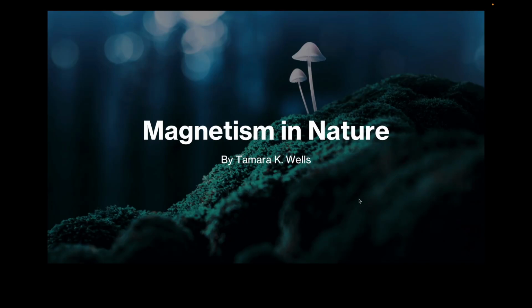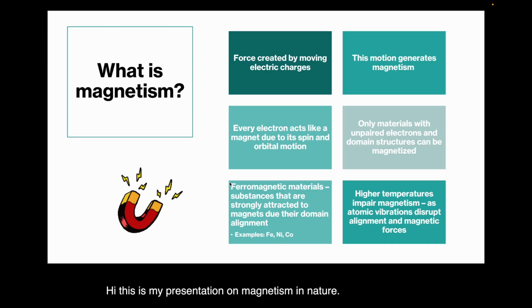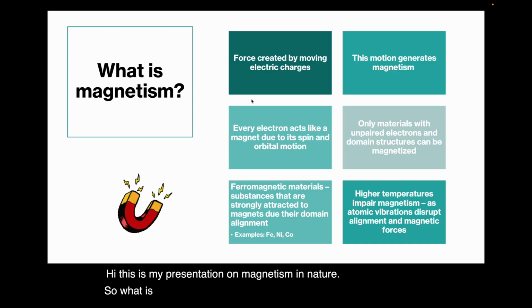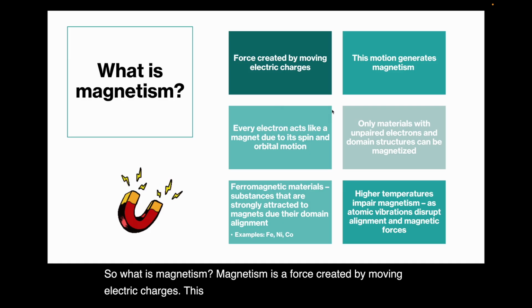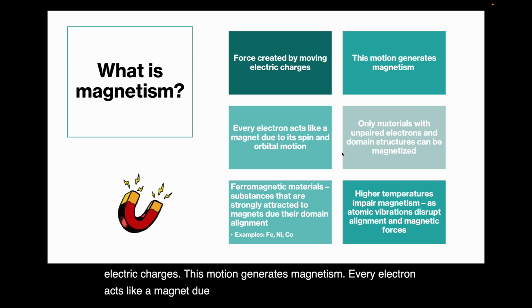My presentation on magnetism in nature. So what is magnetism? Magnetism is a force created by moving electric charges. This motion generates magnetism. Every electron acts like a magnet due to its spin and orbital motion.